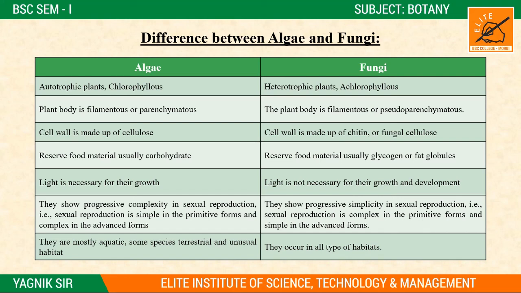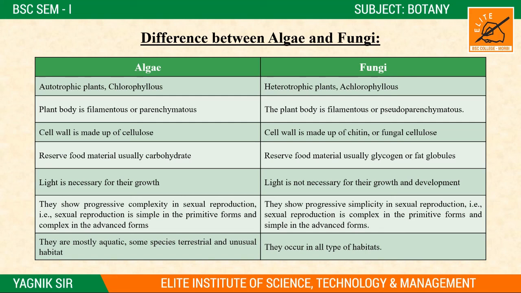Reserve food material in algae is usually in the form of carbohydrate, starch and oil, but normally carbohydrate. In fungi, the reserve food material is formed as glycogen and fat globules. So here the reserve food materials are different. Light is necessary for growth in algae because algae is autotrophic, right? So algae manufacture food, and that is why light is necessary. But in fungi, light is not necessary for growth and development, right?